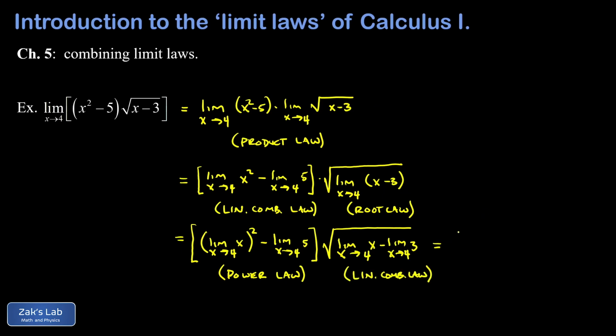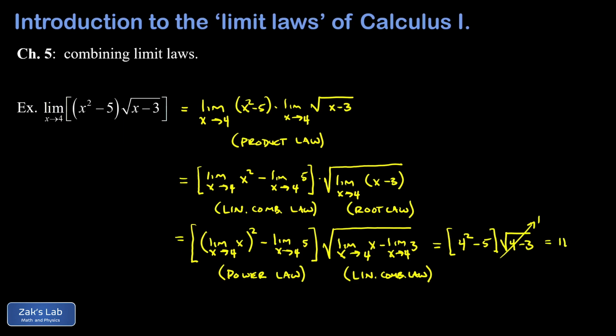And now we can finally use those two simple limits. The limit of x as x goes to 4, that's just 4. And I have to square that. Minus the limit of 5 as x goes to 4, so I have a minus 5 there. And then I have the square root of the limit of x as x goes to 4, which is just 4, and then minus the limit of 3, which is just 3. So 4 minus 3 is 1, and the square root of 1 is just 1. So that piece is just 1. And I'm left with 4 squared minus 5. That's 16 minus 5, which gives me 11, and we're done with that one.